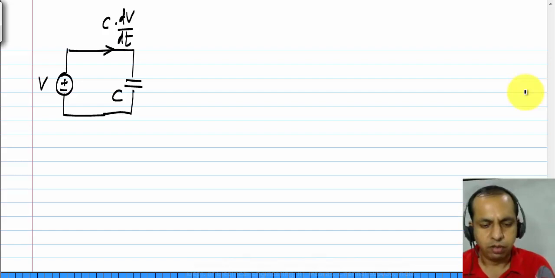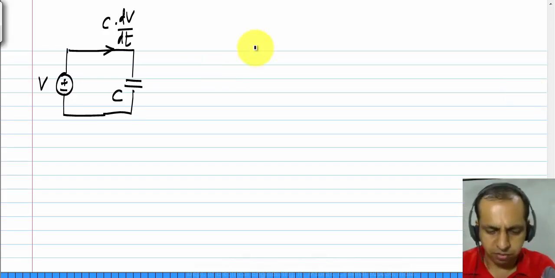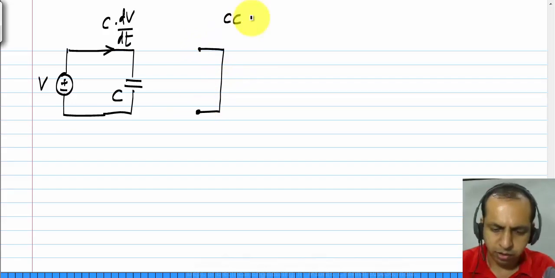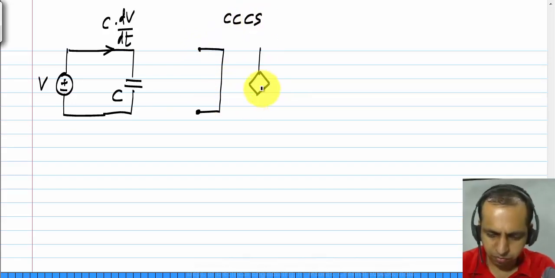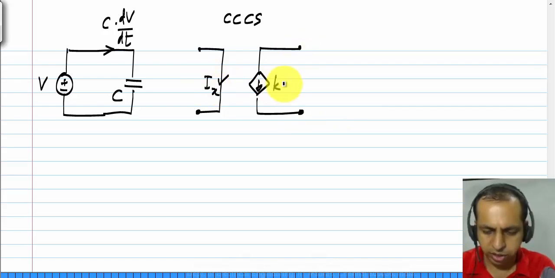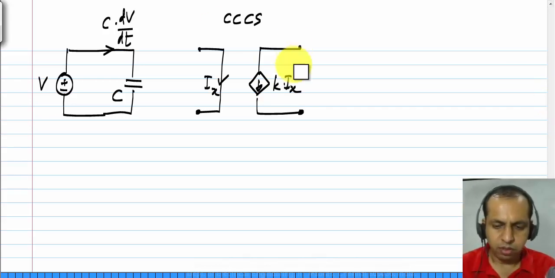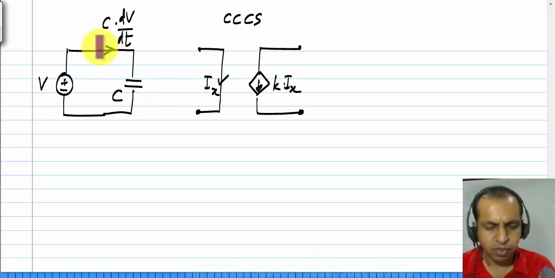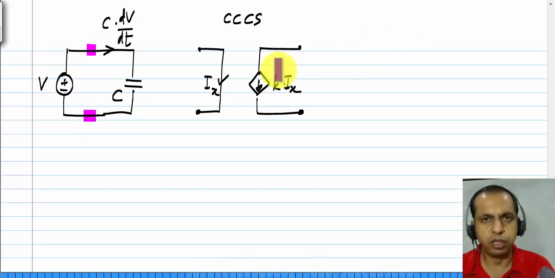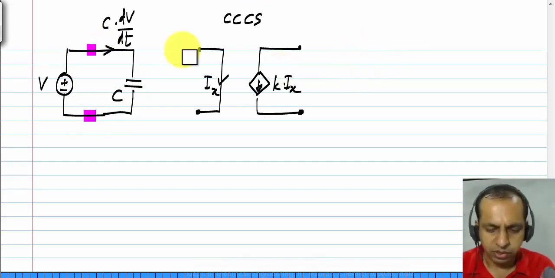Now I have a variety of control sources, but for now let me consider a current controlled current source. Let's say this is Ix and this is some K times Ix. Now let's say that I want to alter the characteristics between these two terminals in some way. I want to scale it. What I can do is the following.